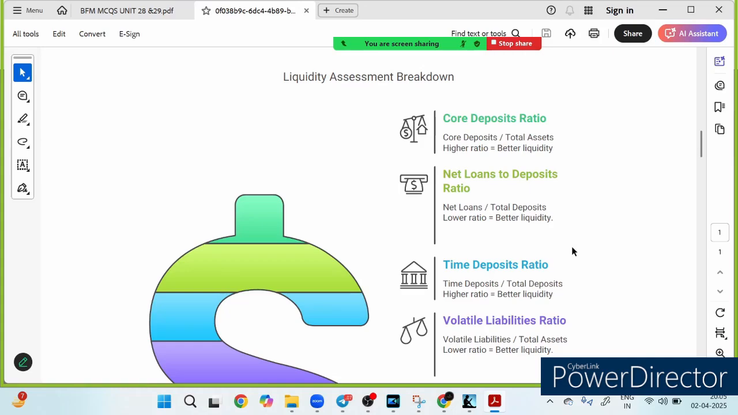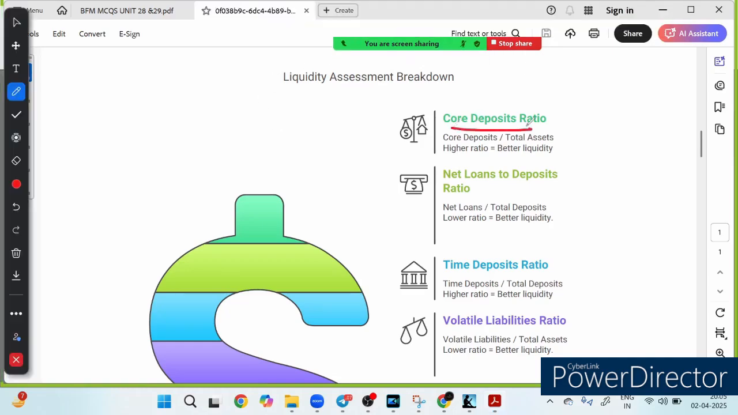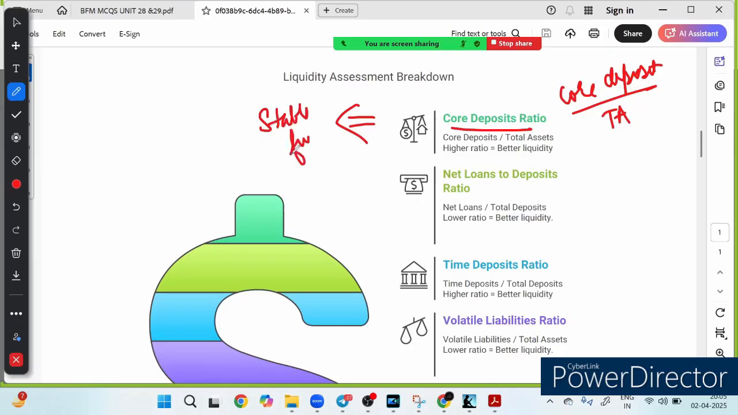So first of all, the first ratio we have is called the core deposit ratio. What is the meaning of core deposit ratio? This ratio measures the proportion of core deposits to the bank's total assets. So in the numerator we write core deposit, and in the denominator we write TA. TA means total asset. So the higher the ratio, the better the liquidity, because simply put, a higher ratio means more stable funds for the bank, right? That is called the core deposit ratio.